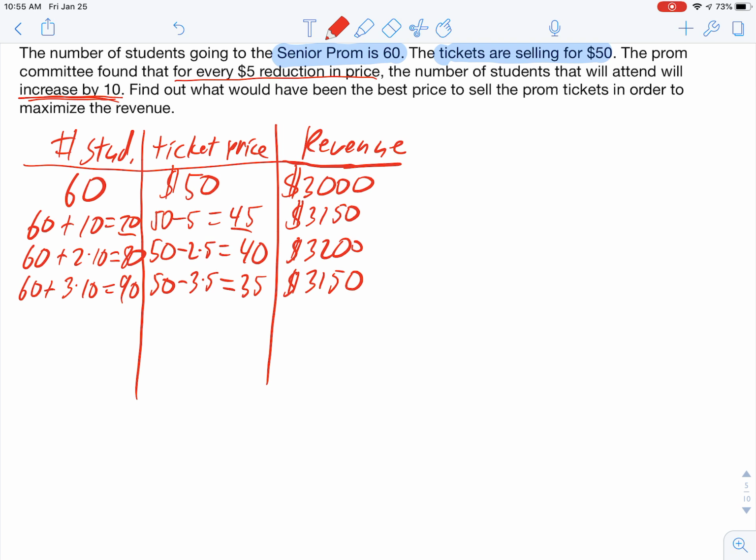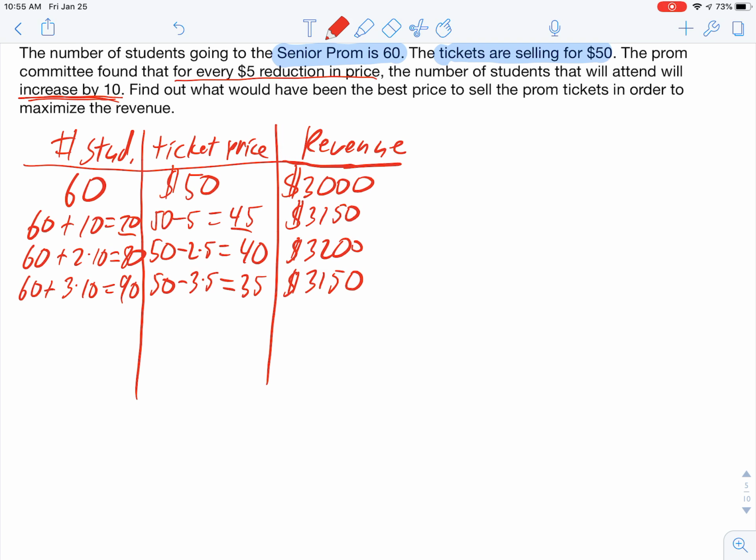And so you'll notice that the revenue has started to decrease. It started to go down, right? You can imagine if I reduce the price too much, then you're not going to make any money at all, even if lots of people buy tickets. If I reduce the price down to 0, it doesn't matter how many people buy tickets, you're going to make no money.